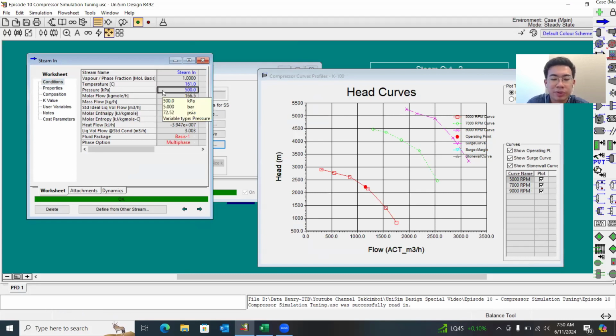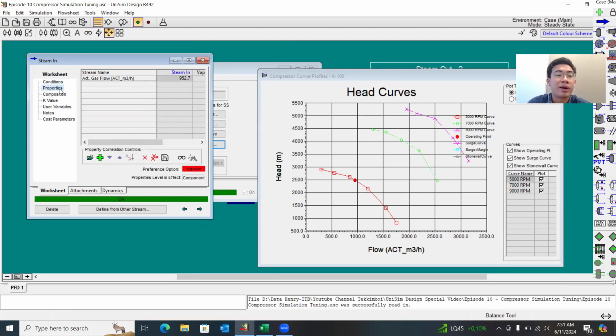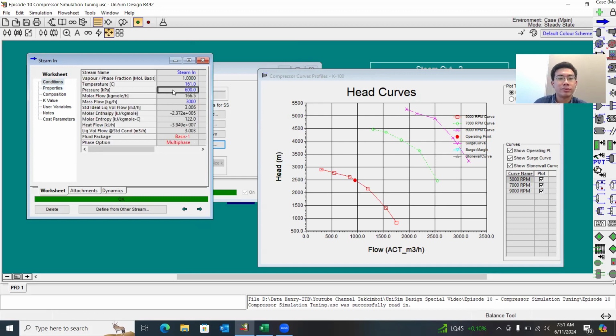The same goes for the pressure. This pressure also will affect the actual volume flow. So here is 1154. If I increase the pressure, it will become 952.7. So it will decrease the actual gas volume flow, so we will have a bigger head. Let's change back.